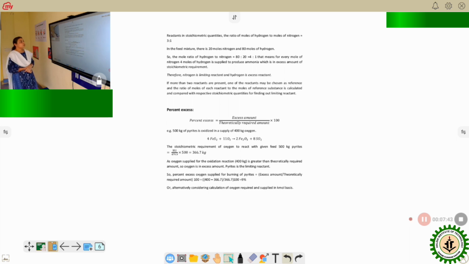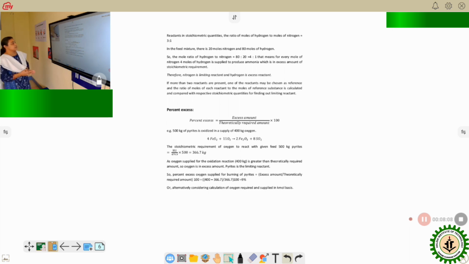Now, if more than 2 reactants are present, one of the reactants may be chosen as reference, and the ratio of moles of each reactant to the moles of the reference substance is calculated and compared with the respective stoichiometric quantities for finding out the limiting reactant.